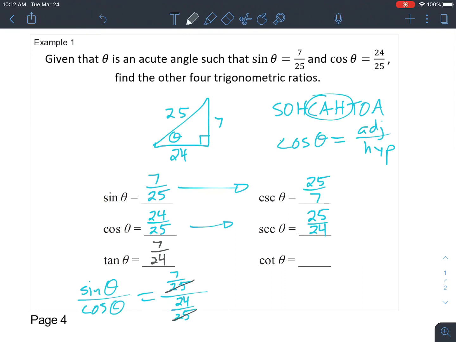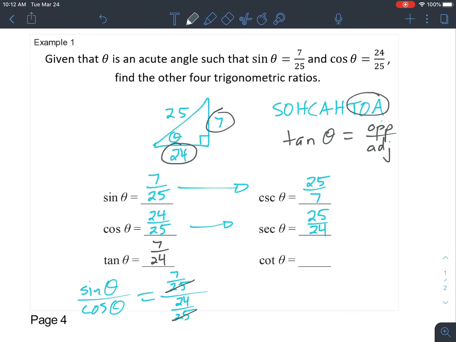Now that's not the only way that we could find 7 over 24, because another way that we could figure it out is from SOHCAHTOA. Tangent is the opposite over the adjacent. And if you look at our triangle, opposite was 7, 24 is the adjacent. That's another way that we could have found that our fraction is 7 over 24. Now that we have that fraction, cotangent is going to be easy because, again, it's just the reciprocal. So cotangent of theta is going to be 24 over 7.